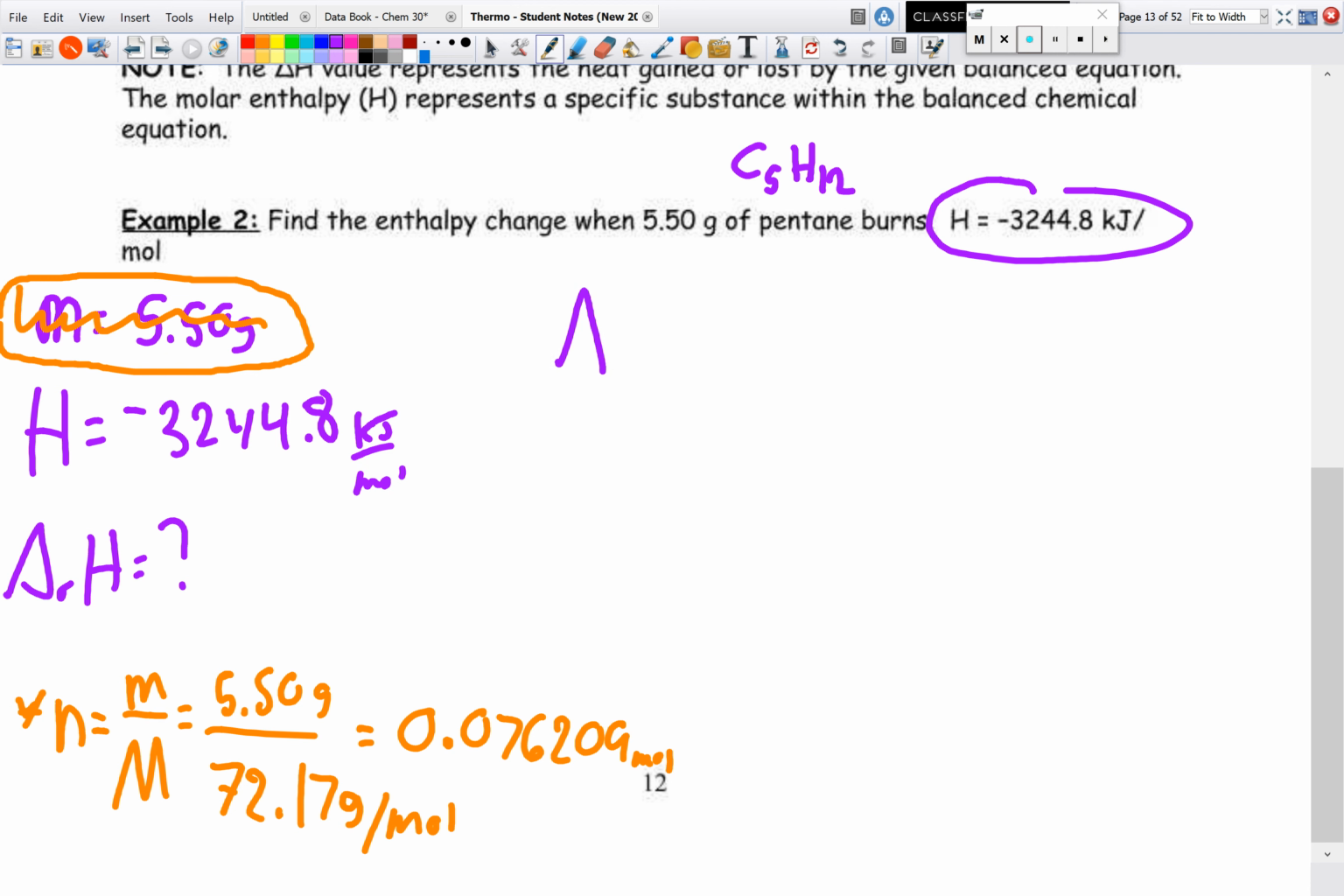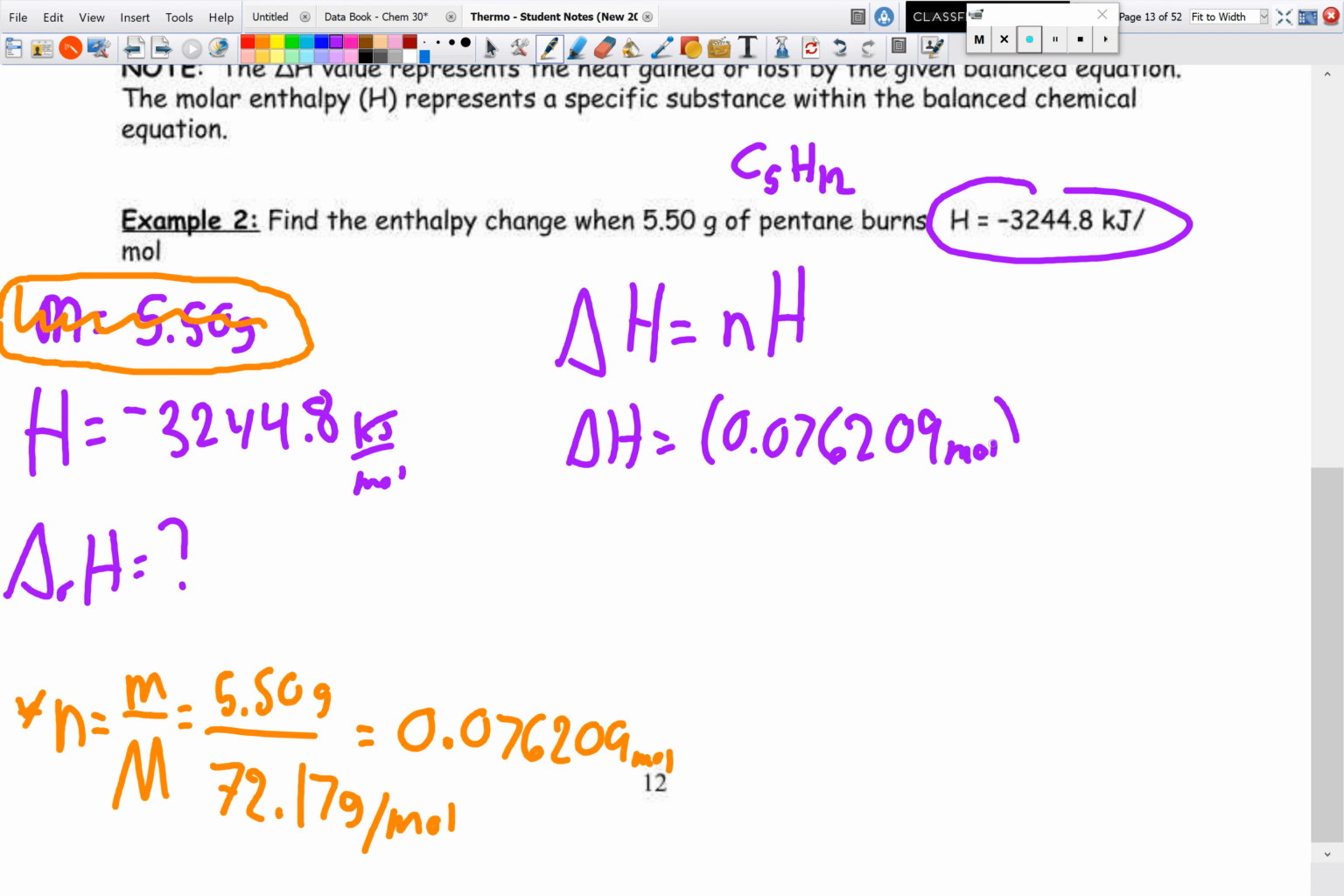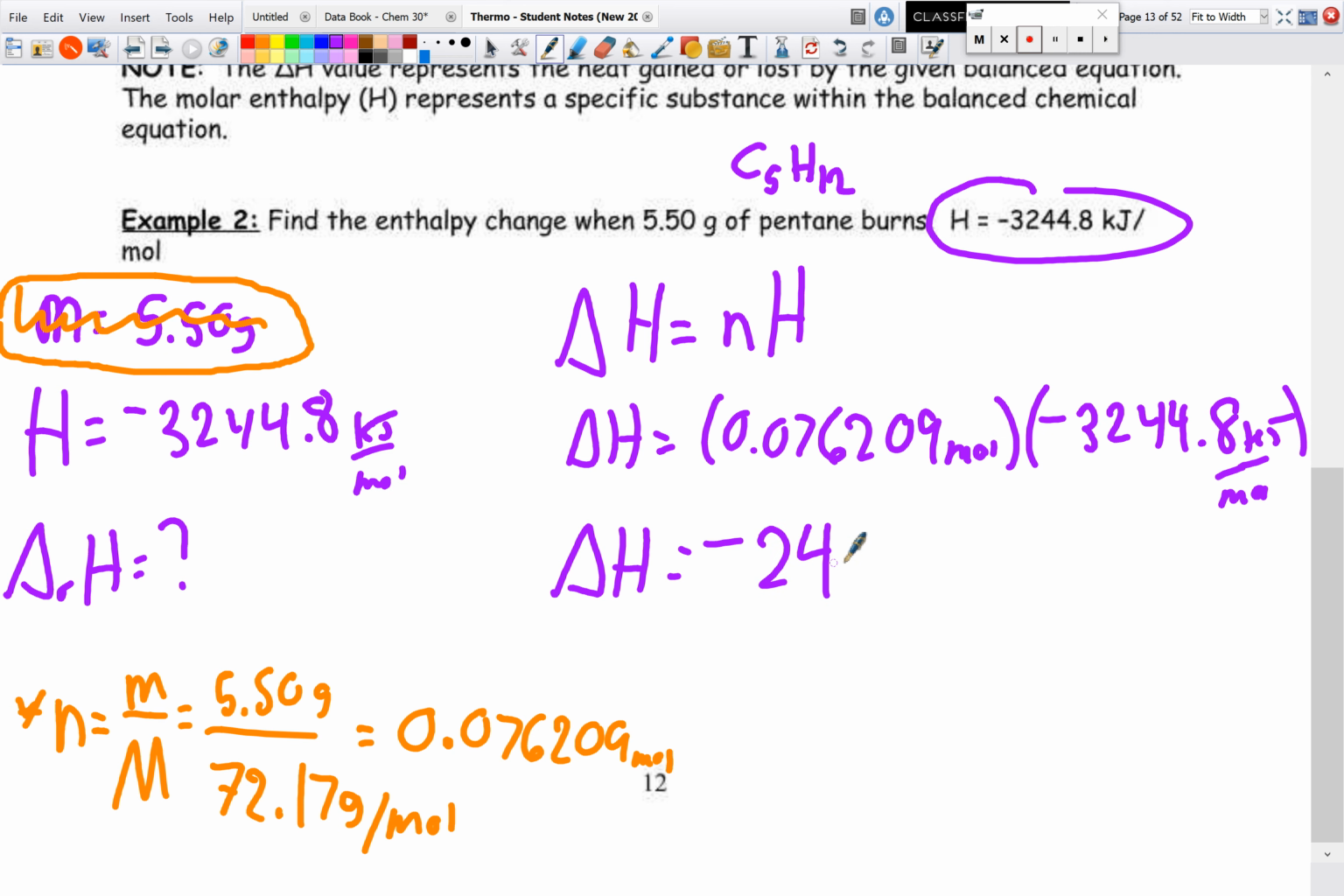So our equation, delta H is equal to nH. So you go delta H is equal to 0.076209 moles times our negative 3244.8 kilojoules per mole. And we get a value of the change in enthalpy, negative 247 kilojoules, and because it's negative, this is exothermic.